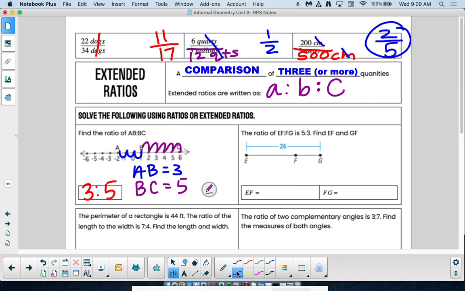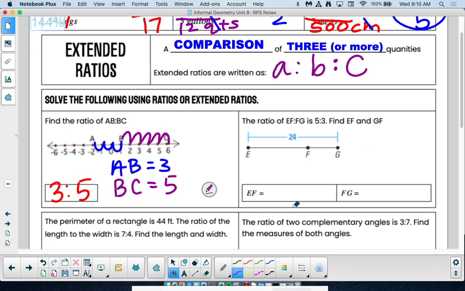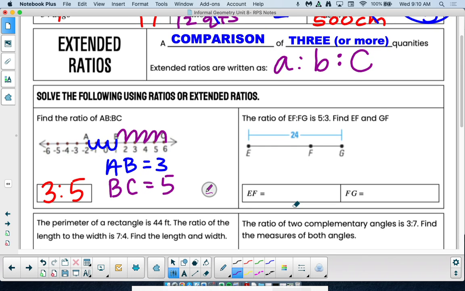Okay, our next one here, we want the ratio of EF to FG. Okay, I lied. That's not what we want. They're telling us the ratio of EF to FG is 5 to 3. Find EF and FG. So we are actually looking for the lengths of these segments here, okay? That is our end goal. Now, how we do that, since they're giving us the ratio, we know how many parts to what part it is based on this 5 to 3. We just don't know what that part equals, but we will.